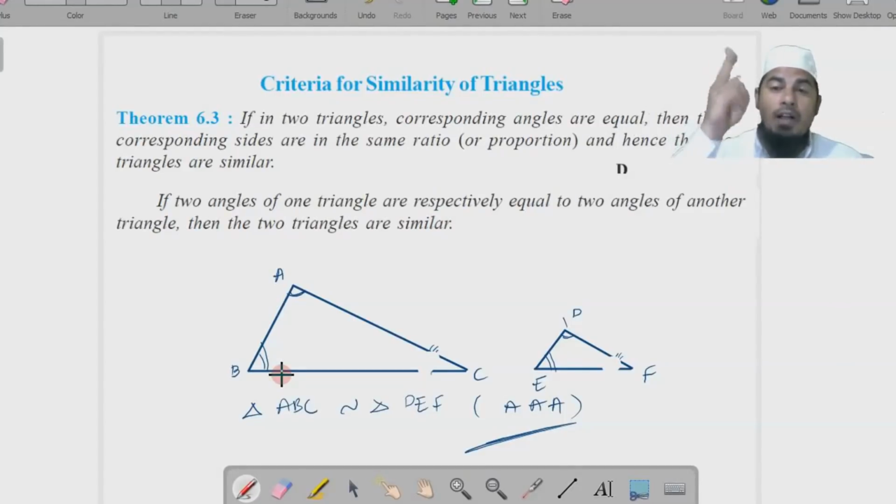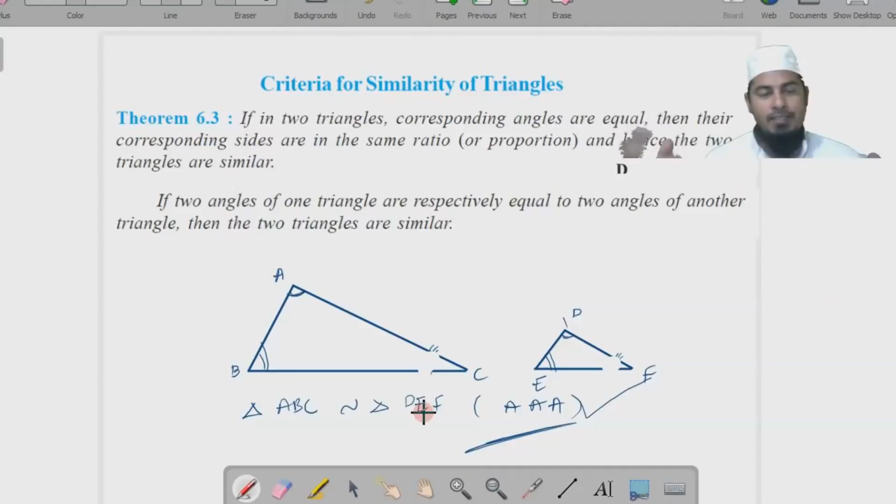In short, if we have not been given the third angle and just two angles are given, then automatically the third angle will be equal. If two angles are equal, the third angle will automatically be equal because of the angle sum property, and we will be using the triple A similarity criterion. Otherwise, just the AA similarity criterion is also helpful to prove these two triangles are similar. That is, if two corresponding angles of one triangle are equal to those of another triangle, then the two triangles are similar by AA similarity criterion.